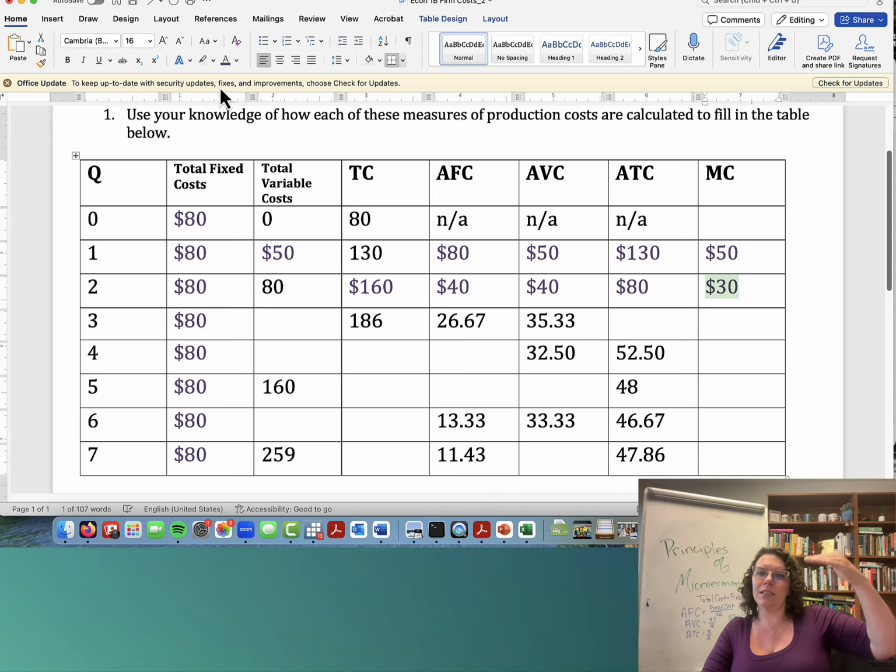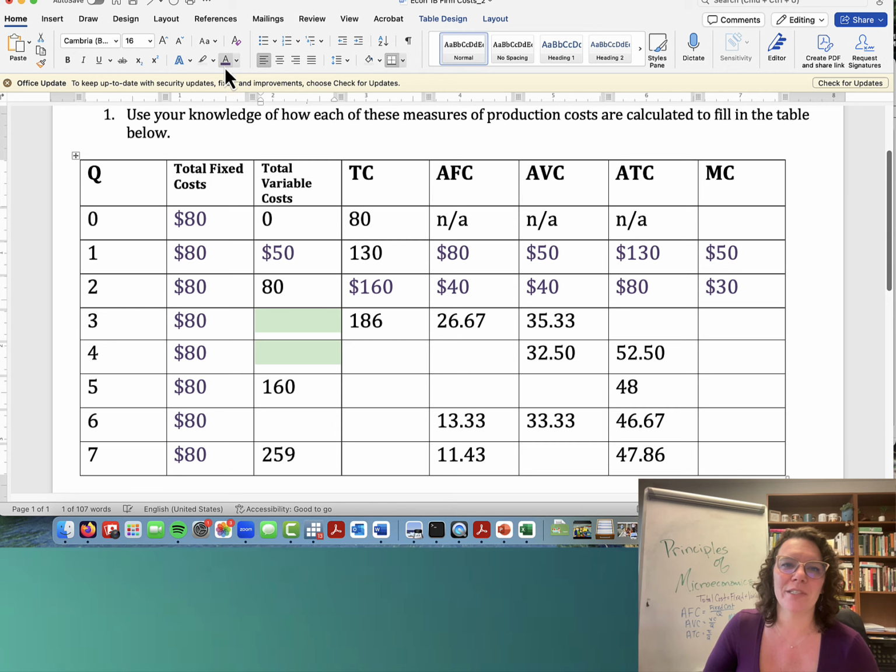And we can see that this is the part of our curve where marginal costs are falling, which is good. That means those diminishing marginal product effects haven't set in yet. The next thing we want to do is go to our quantity of 3. We've got fixed costs of $80 and total cost of $186. So we know that our variable cost is going to be $106.